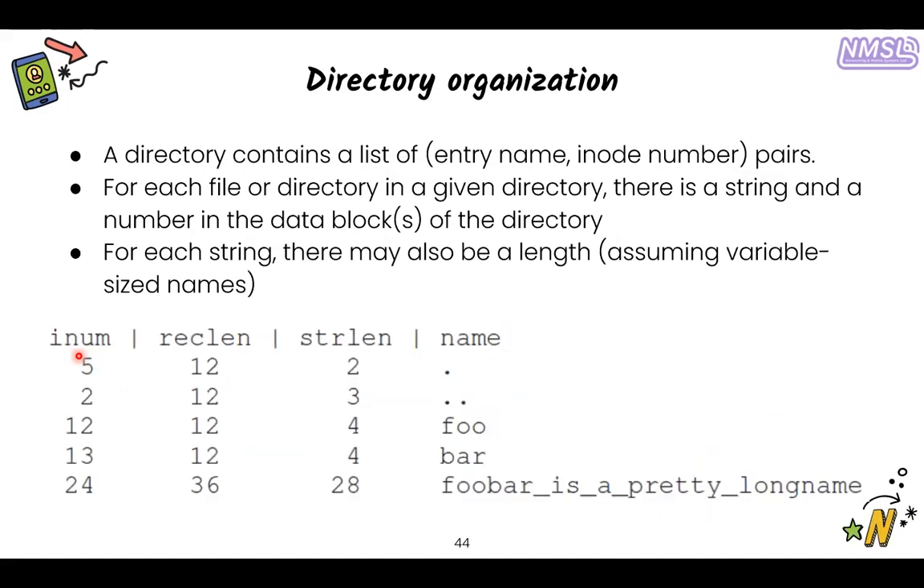Directory. So a directory basically contains a list of entry name and inode number pairs. So for each file or directory inside a directory, there's a string and a number in the data blocks of the directory. And for each string, there may also be lengths, assuming variable size. So if you do ls, for instance, this is an inode number, record length, string length, and actual file name. So obviously, if you have a very long file name, then the string length will be longer. Record length is actually the string length plus whatever remains.